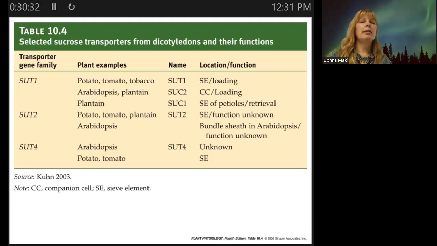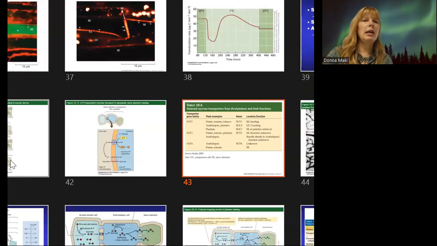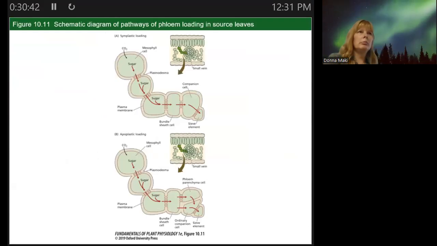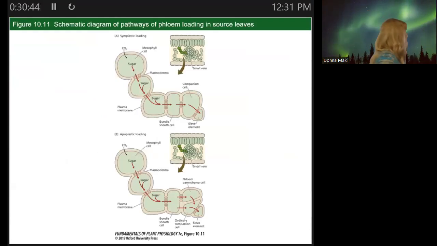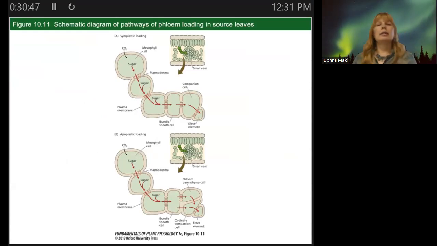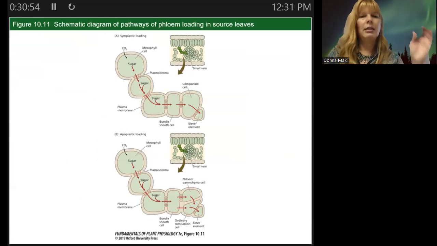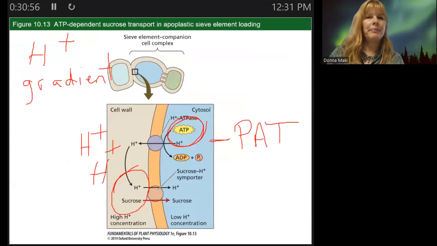The symplast method seems a little bit more straightforward, because since sucrose is being made in the cytoplasm, just keep it in the cytoplasm. Just keep going through the plasmodesmata, like this top picture here. So there's evidence. They can show that symplast movement does happen. So does apoplast.